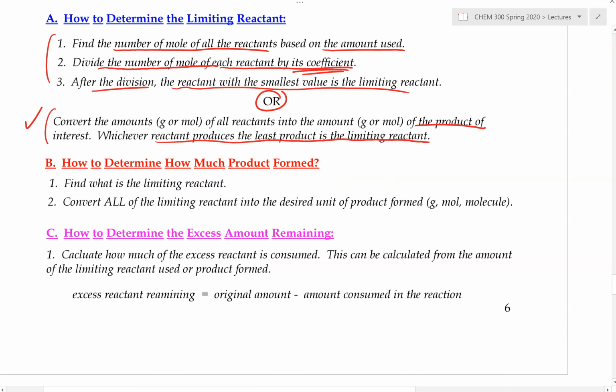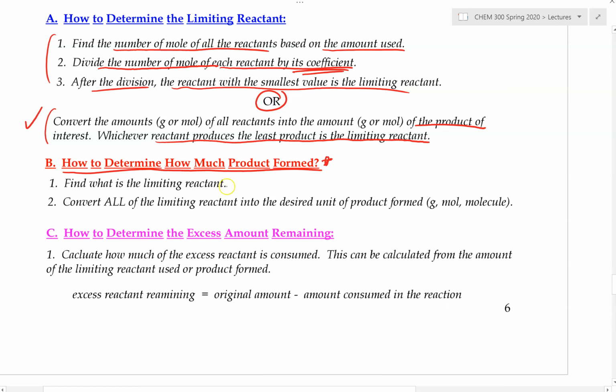And so now the second part: how do we determine how much product will be produced from a reaction? This is a very basic type of question that students will be asked to do in general chemistry classes. How much product can be made? And so these are the steps to find how much product can be produced from a chemical reaction.